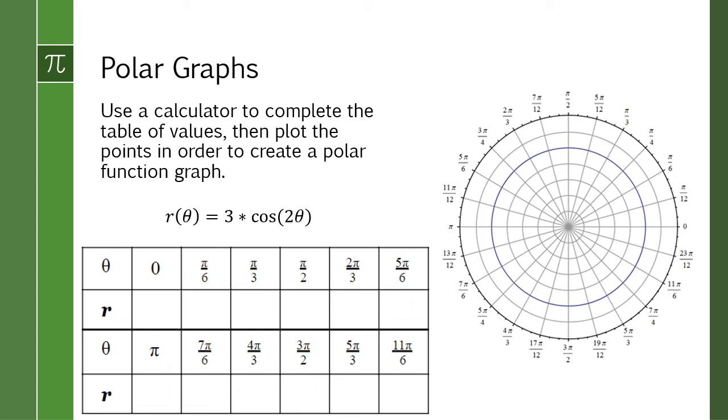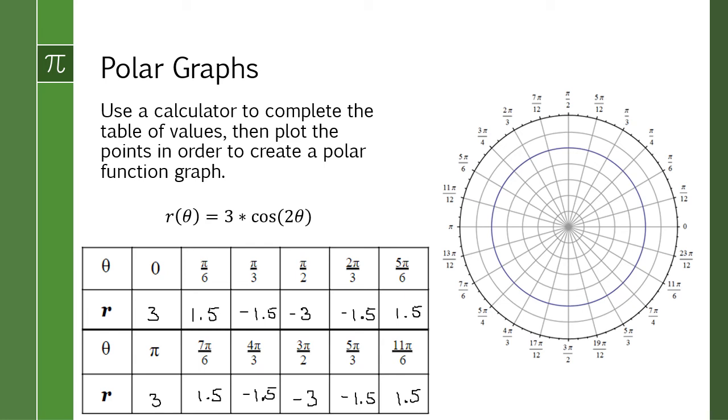And we have one final example here. This is 3 times the cosine of 2 theta. So again, you can kind of try this one on your own. Go ahead and pause the video, fill out the chart, and then we can plot the points here together. So here we go with the chart filled in.